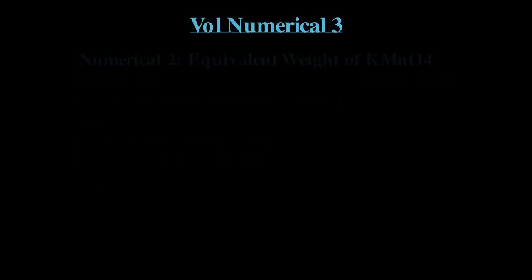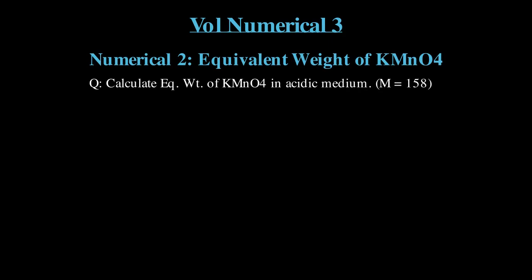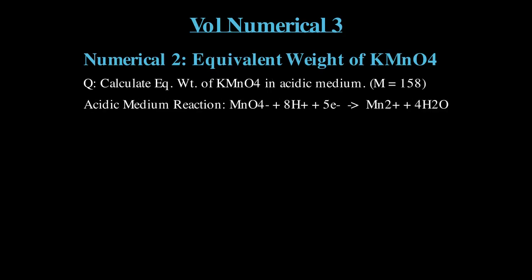All right, let's tackle our second problem. The question asks us to calculate the equivalent weight of KMnO4, potassium permanganate, in an acidic medium. We are given that its molar mass is 158. The key here is the medium. In an acidic medium, the permanganate ion, MnO4-, undergoes reduction. The oxidation state of manganese in KMnO4 is +7. During the reaction in an acidic solution, this manganese is reduced to Mn2+, or the manganese ion.